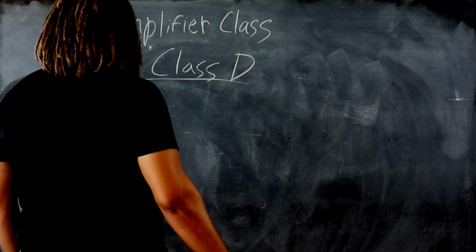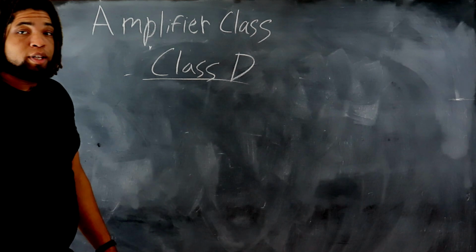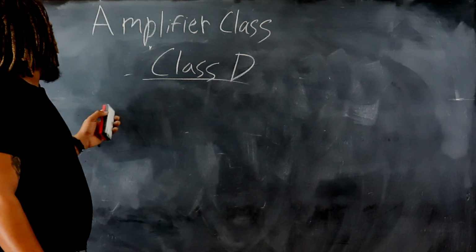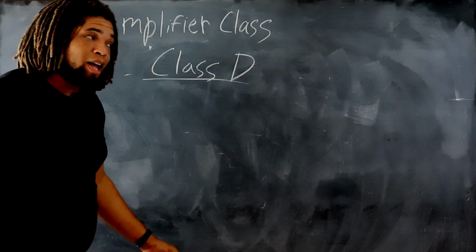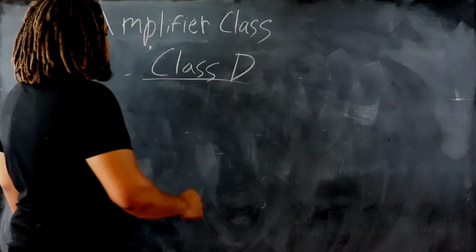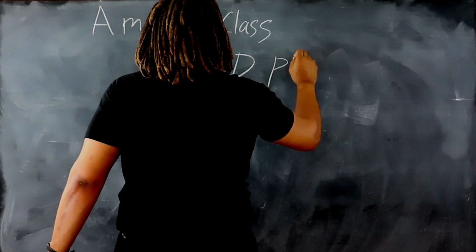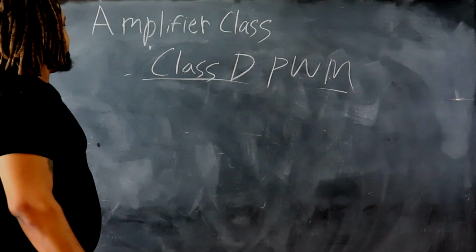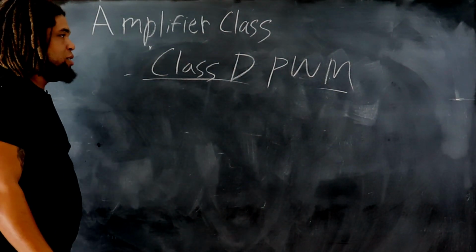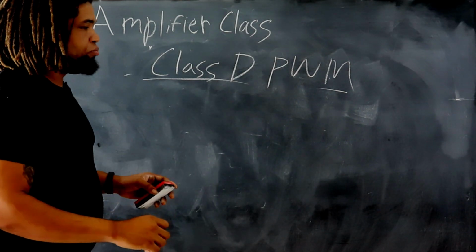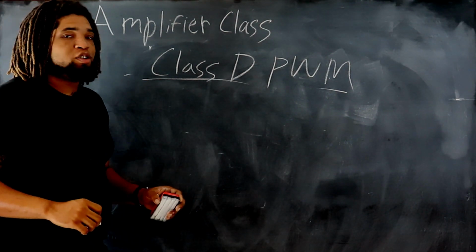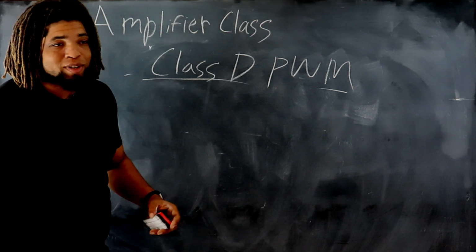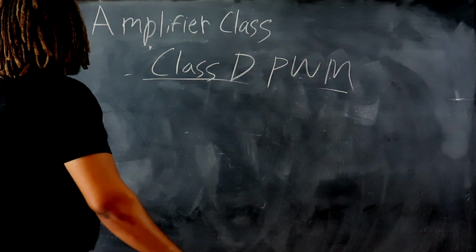So a Class D amplifier works a bit differently, and it doesn't work as linearly as a Class A or Class AB amplifier, and that's because it works with something called pulse width modulation. Now, pulse width modulation is basically a process in which your sine wave becomes a square wave and then gets turned back into a sine wave at the output.